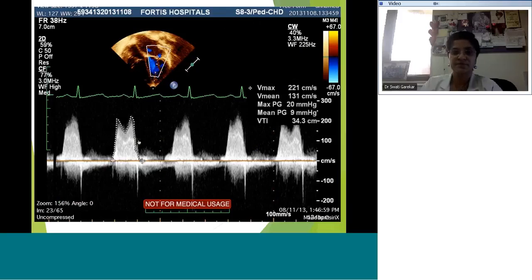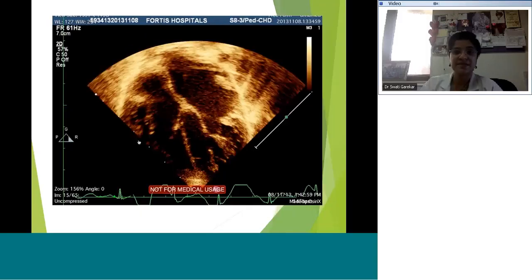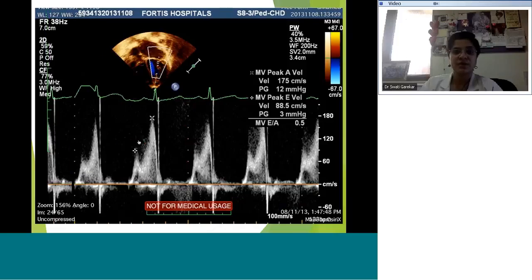So here this patient had a mean gradient of 9. PA pressure was high, 60. Left atrium is enlarged. And look at this, we talk about E and A waves, and how in the neonate and in the fetus it is okay for the A to be taller than the E, but not for the older infant. It has to go back to normal, E taller than A.